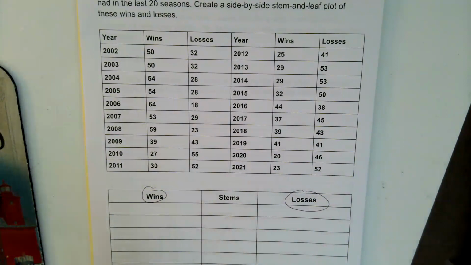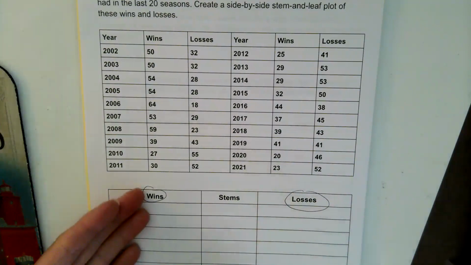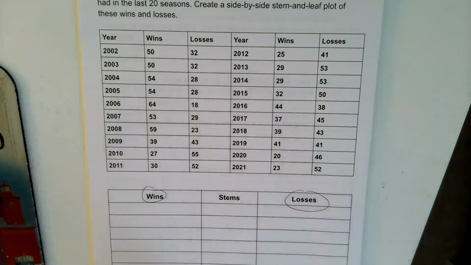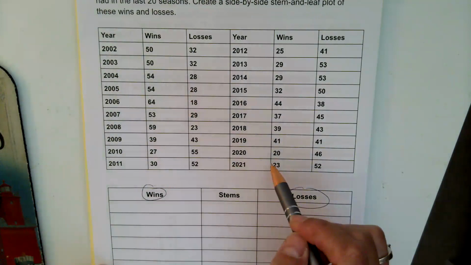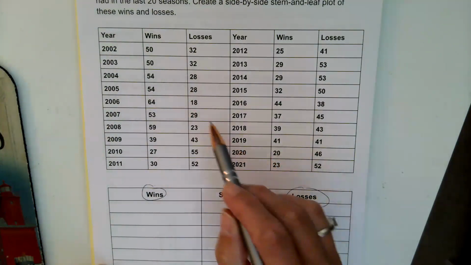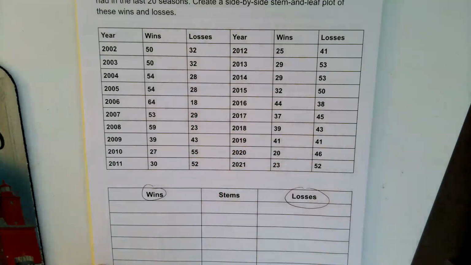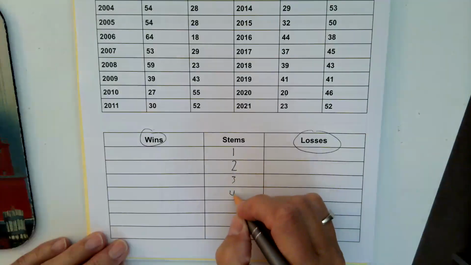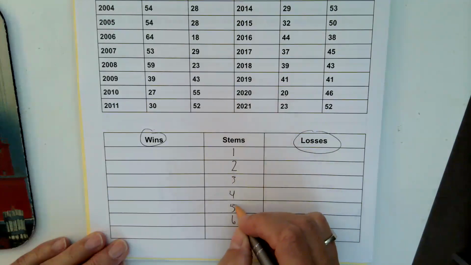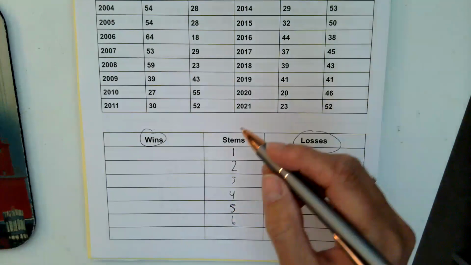Now, double stem and leaf plots are great if you're doing like on-campus students versus off-campus students, or your morning statistics class versus your afternoon statistics class, or two genders, male versus female, something like that. Okay. So in the wins, it looks like our lowest win was 20 and our lowest loss was 18. So I'm going to have in the teens, the 20s, the 30s, 40s, 50s, 60s. I don't know that there were any in the 70s.